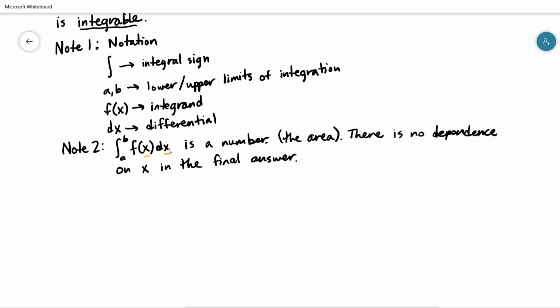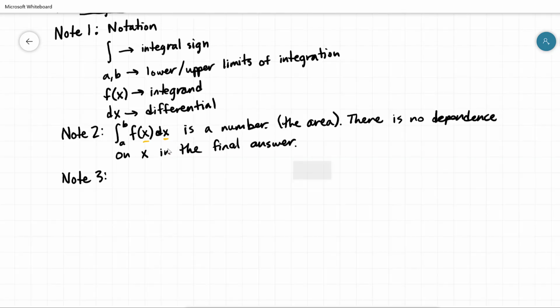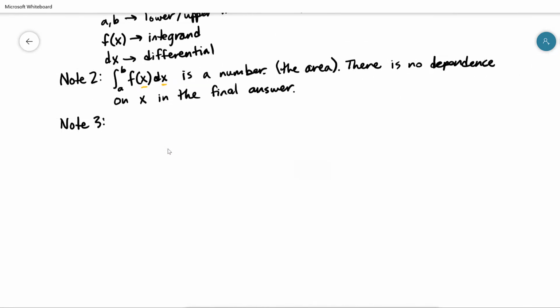Okay, another note. So far we've only looked at pictures, so note 3, we've only looked at pictures where f of x was positive, meaning it existed entirely above the x-axis. So what if f of x has negative portions?